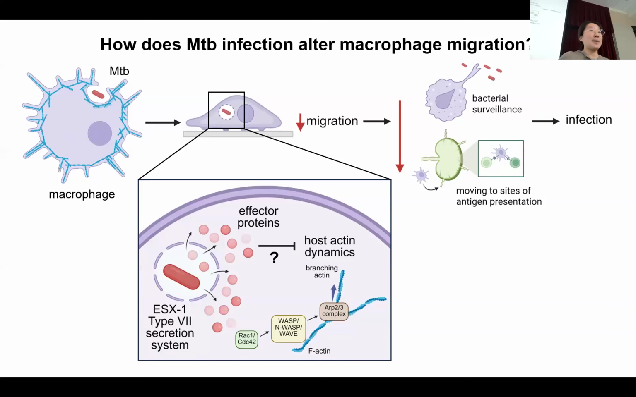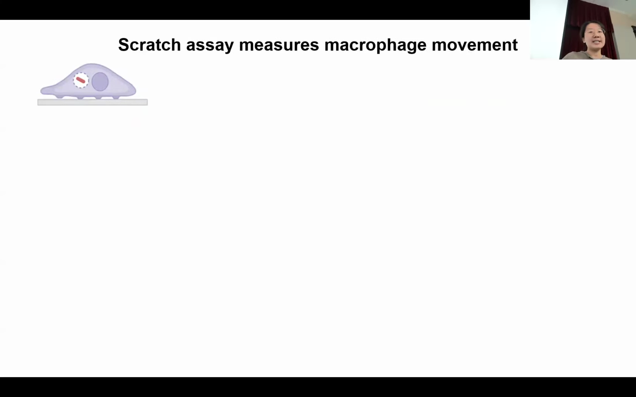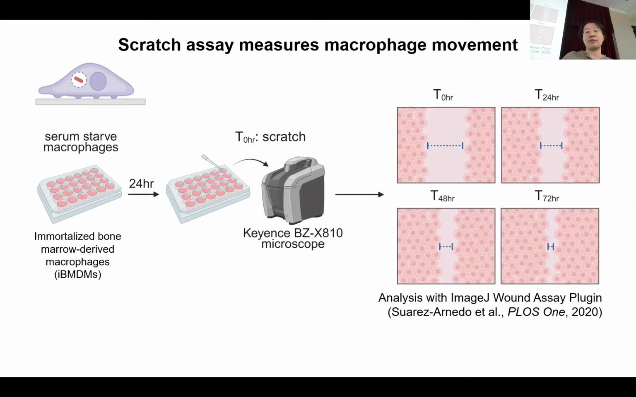Therefore, to interrogate how MTB alters macrophage migration, I hypothesized that MTB infection inhibits macrophage migration by targeting actin regulators, thereby affecting downstream functions like bacterial surveillance and moving to sites of antigen presentation to promote infection. So to test this hypothesis and first study gross migration, I developed a scratch assay adapted for murine macrophages that we use in our lab, such as the immortalized bone marrow-derived macrophages, or iBMDMs for short.